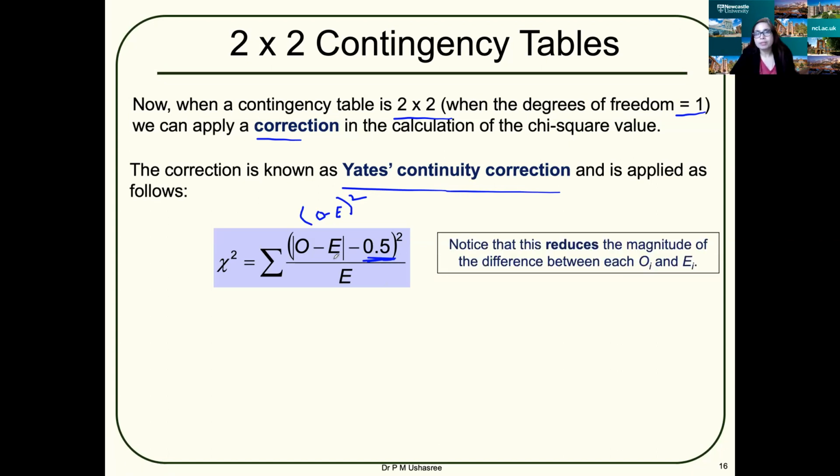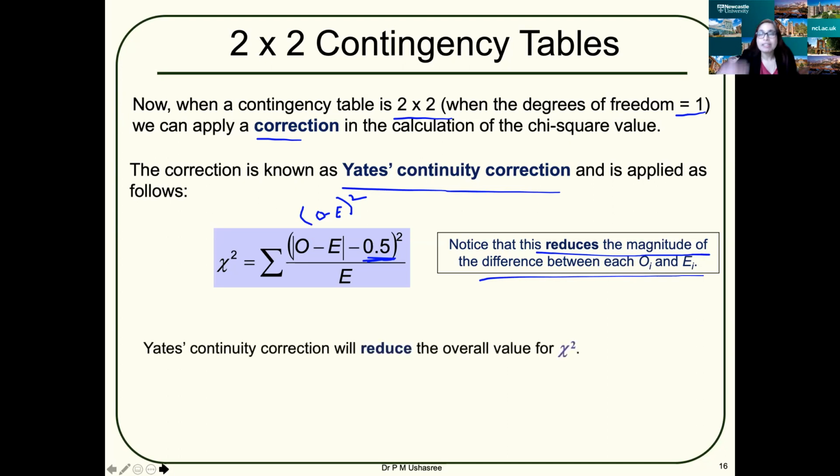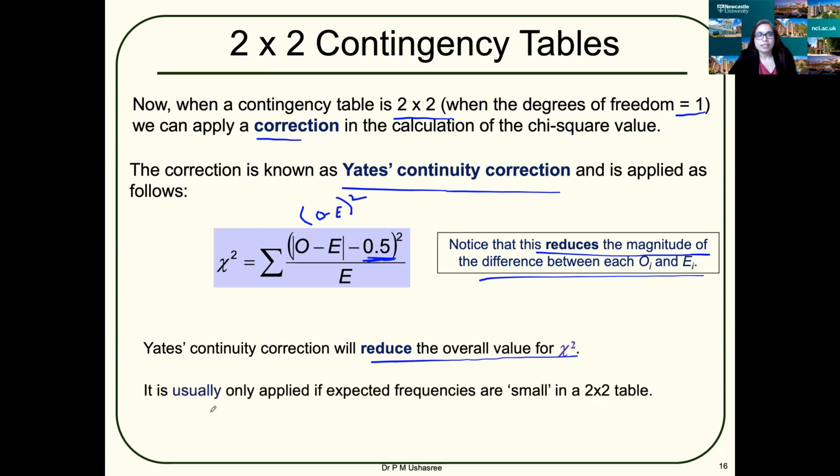When you subtract something in the numerator, what happens? This reduces the magnitude of the difference between the observed and expected frequency of each cell, isn't it? So the overall chi-square will go down. Yates's continuity correction will reduce the overall chi-square value. That means the difference between the observed and expected frequency is getting closer and closer. So it's usually only applied for a small contingency table.